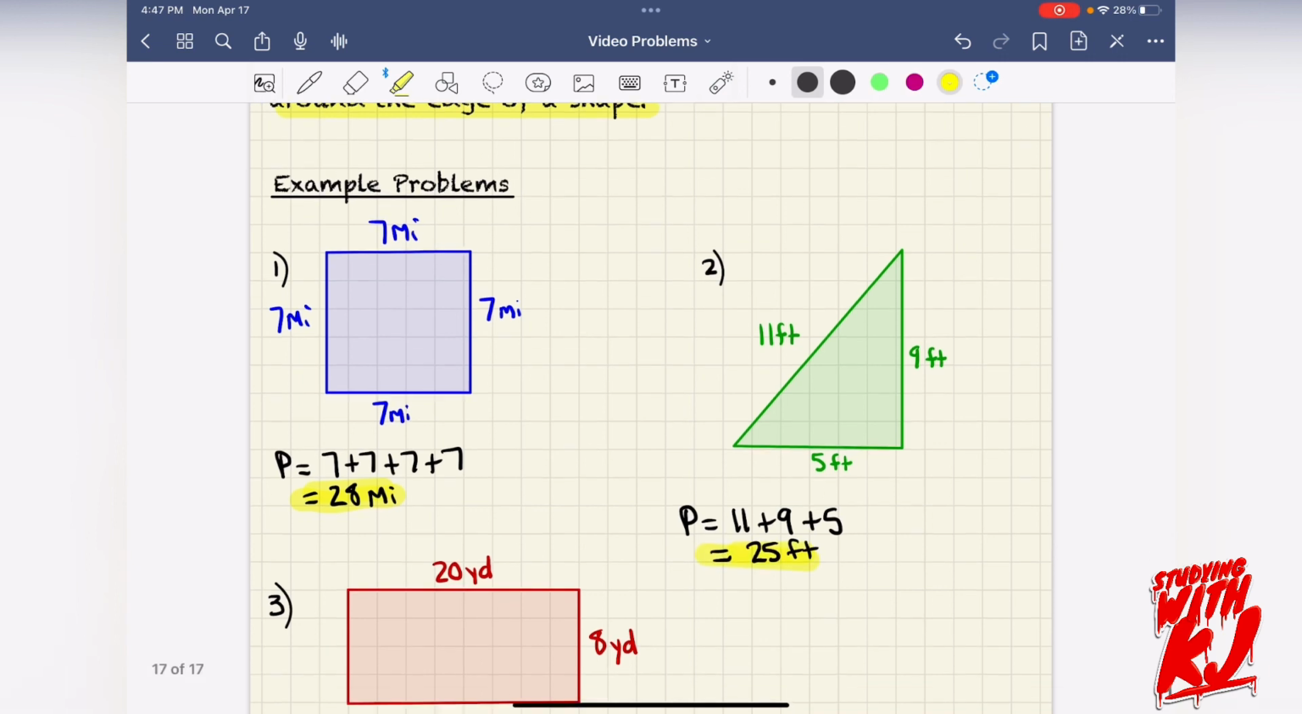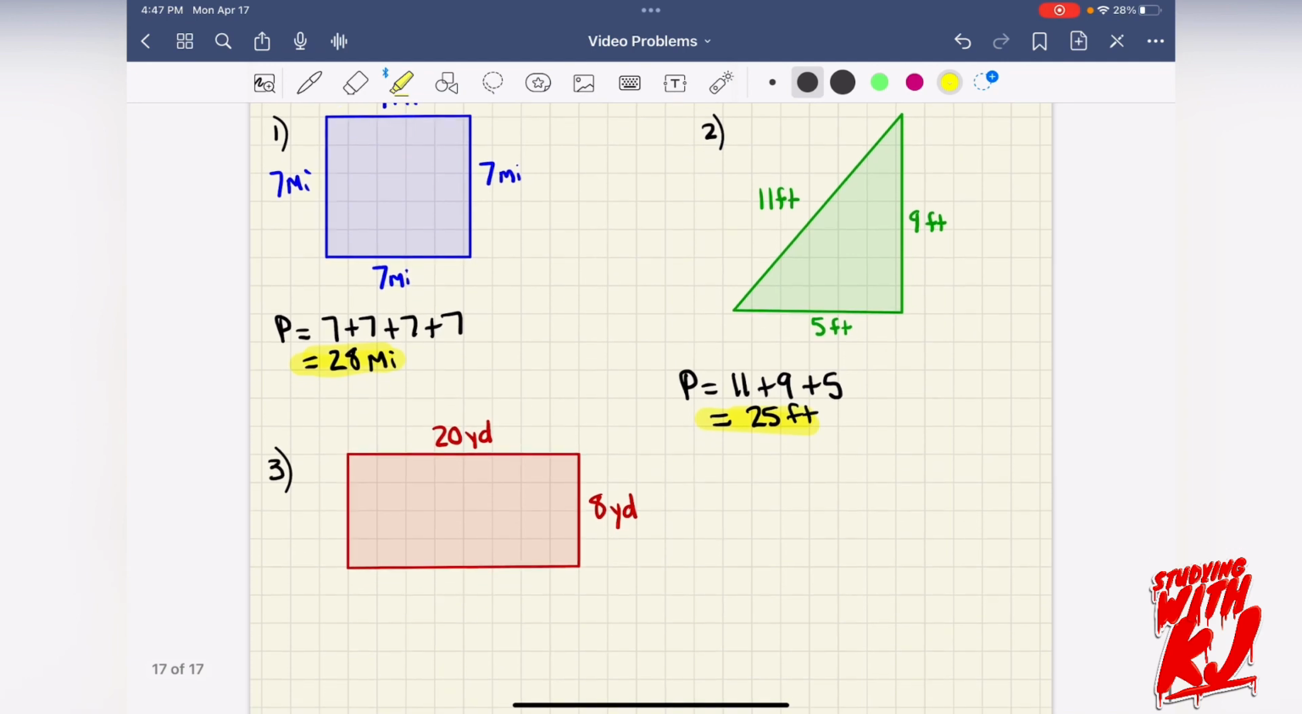So now let's go on to our last example problem. We have a rectangle and we're given two sides, but we have to find the other two sides that are missing. So with a rectangle, if we know this side, which is 8 yards, that means we know this side, which is 8 yards. A rectangle is not like a square where all the sides are the same if you know one side. These two sides will be the same, and then these two sides will be the same. So we know this side is 20 yards. Now we can go ahead and fill in our missing distance for this side, which is 20 yards.